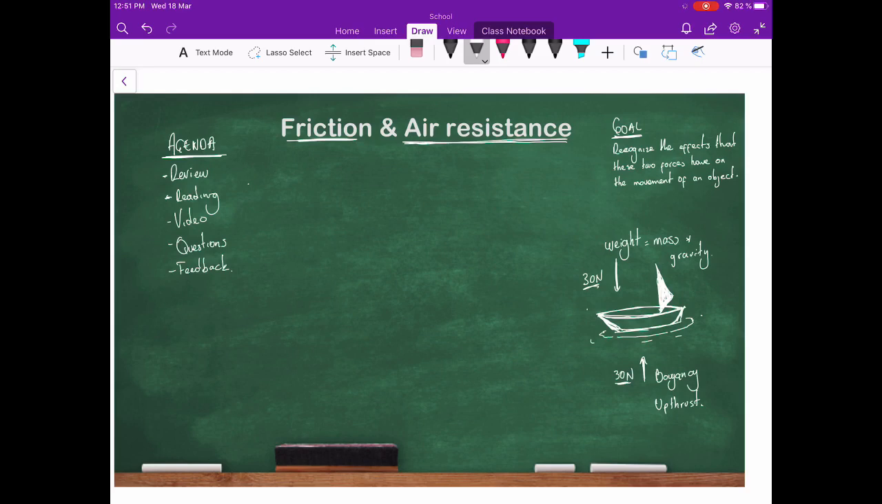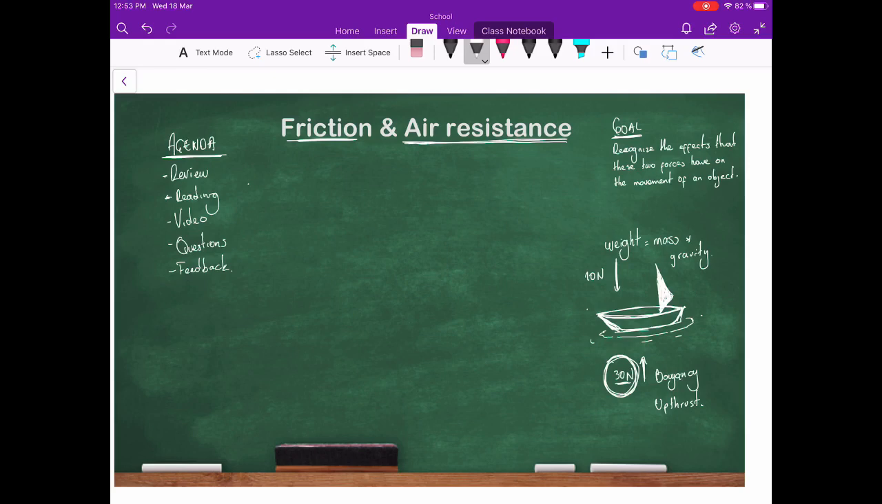If the boat is moving up, for example, if we have a weight of 10 newtons and the upthrust force is 30 newtons, there's going to be a movement. This movement is going to be upward because the upthrust force is bigger than the weight. So in this case, since one force is bigger than the other, the forces are unbalanced, and there's going to be movement in the direction of the biggest force, in this case the upthrust force.